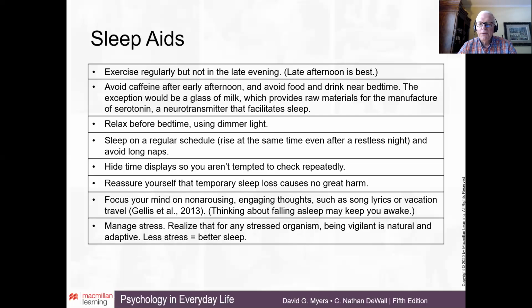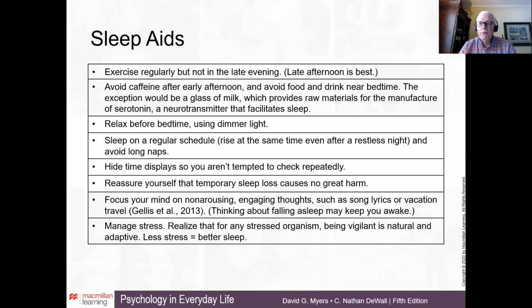It can also be helpful to ease our minds by focusing on non-arousing, engaging thoughts like song lyrics or vacation travel, or some people enjoy listening to certain kinds of music that help them to fall asleep, and to work on being able to manage stress effectively so that we can help ourselves get into a nice, relaxed state of mind and body when we go to bed at night.